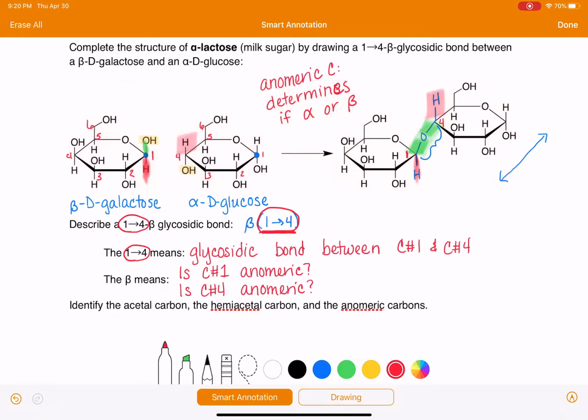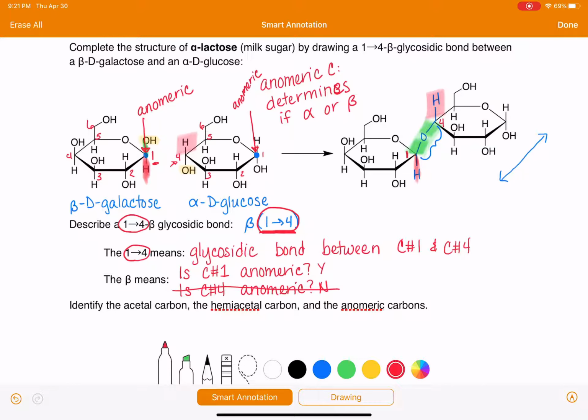So for galactose, this is the anomeric carbon. This is the one that determines that it's beta galactose. And for glucose, this is the anomeric carbon. It's the one that determines that it's alpha glucose. So we're asking ourselves, is carbon number 1 anomeric? That's this guy right here. Yes, it is. Is carbon number 4 anomeric? This guy right here, no, he's not anomeric.